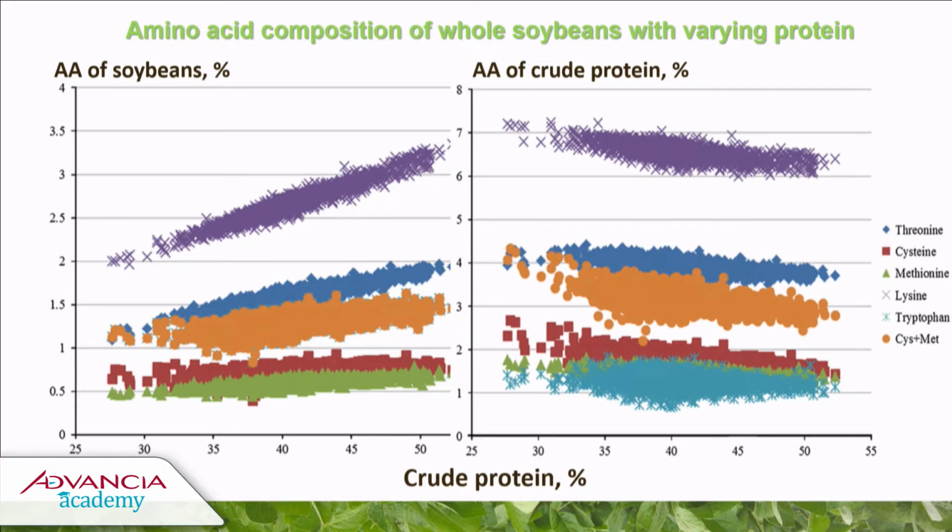But if we look at the amino acid as a portion of the crude protein, we can see that as the protein goes up and up and up, those amino acids that are contained in that protein actually come down a little bit. So if you have a really high protein soybean meal, the percent of that protein that's lysine may be a little bit lower than a lower protein soybean meal.